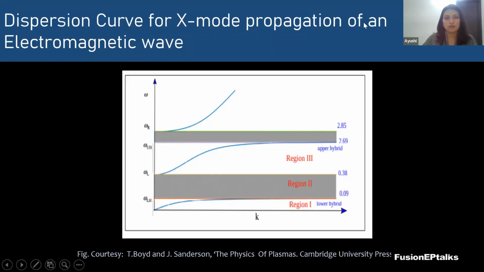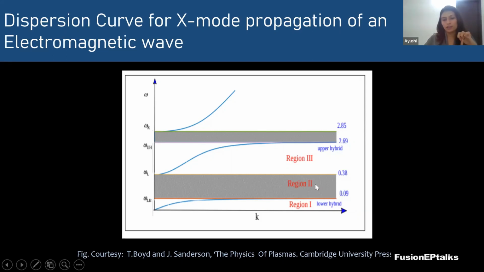Here is a dispersion curve for X-mode propagation of an electromagnetic wave. I have divided this dispersion curve into 3 major regions. However, the area of interest for all our simulations is region 1. Region 1 corresponds to any electromagnetic frequency lying below the lower hybrid resonance frequency.